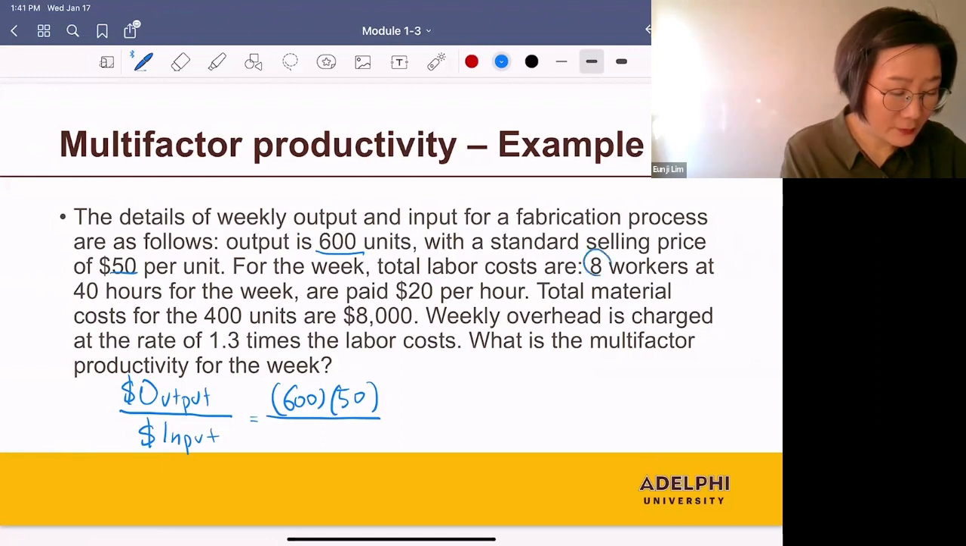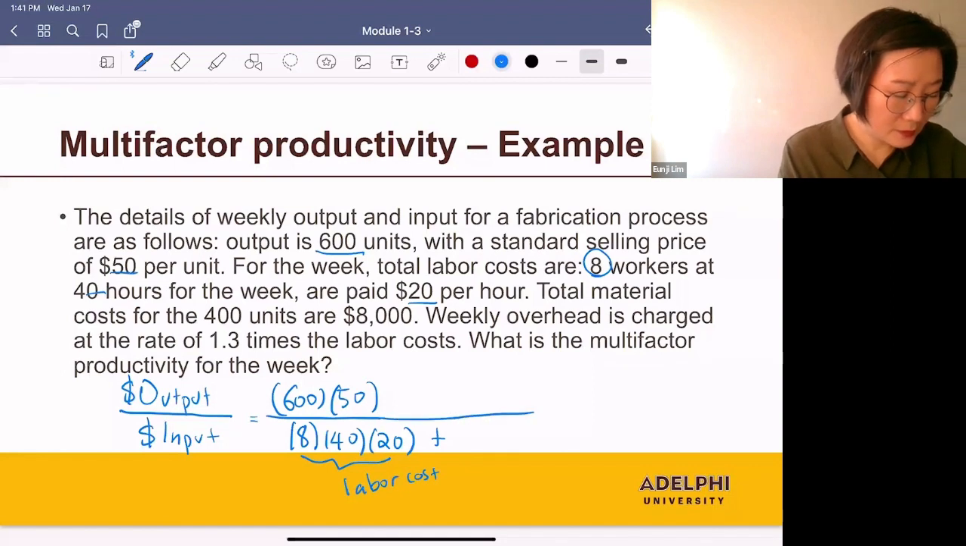First, we have the labor cost. We had 8 workers, and each of them worked 40 hours a week. And so this is the total number of hours. And for each hour, $20 are paid. So this is the labor cost.